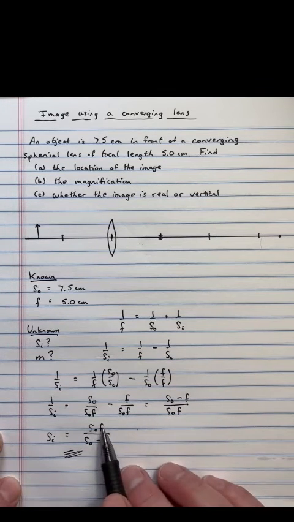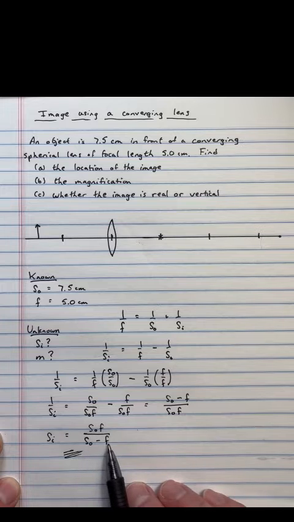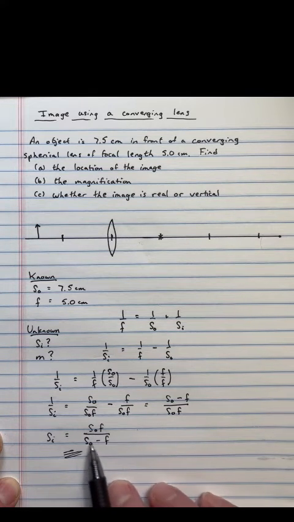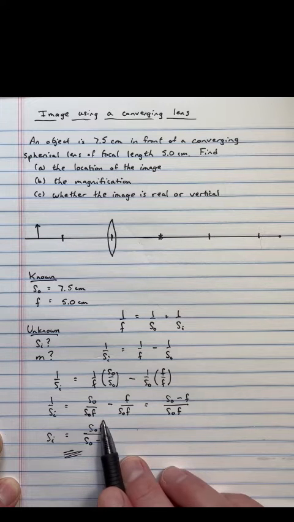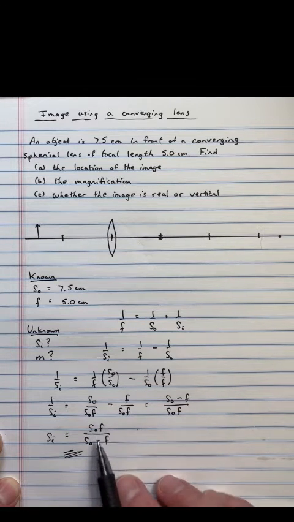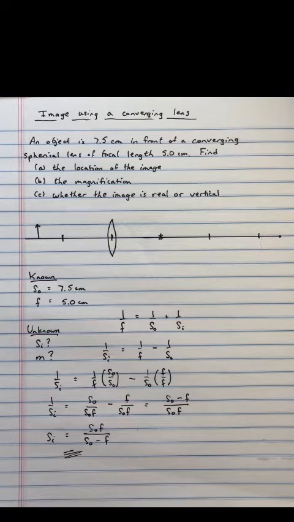All right, another thing to check while we're at it, SOF divided by SO minus F, if you look at the units, there's 2 length units here, 1 length unit on the bottom here. 2 length units cancels out one of them. A length on this side, a length on that side. Unit-wise, it also agrees. So we're in good shape there.